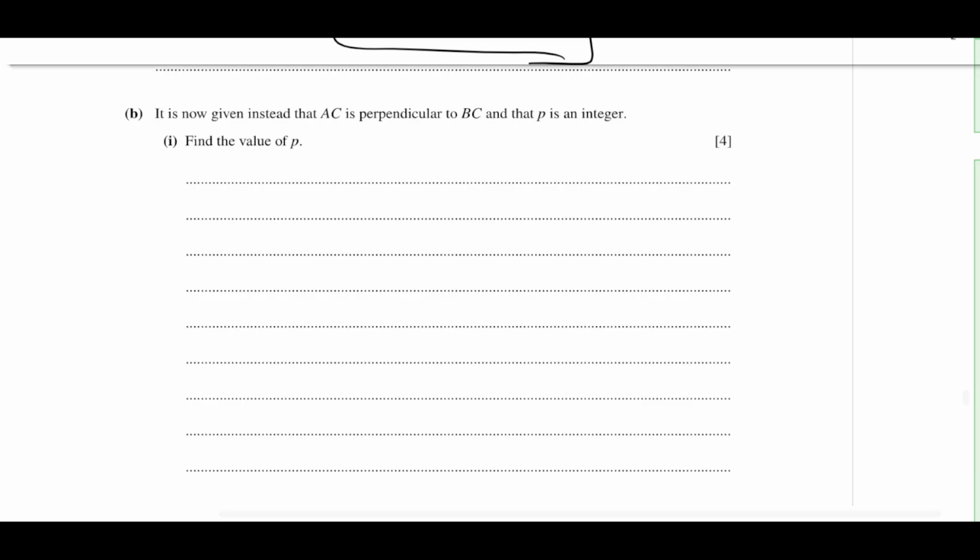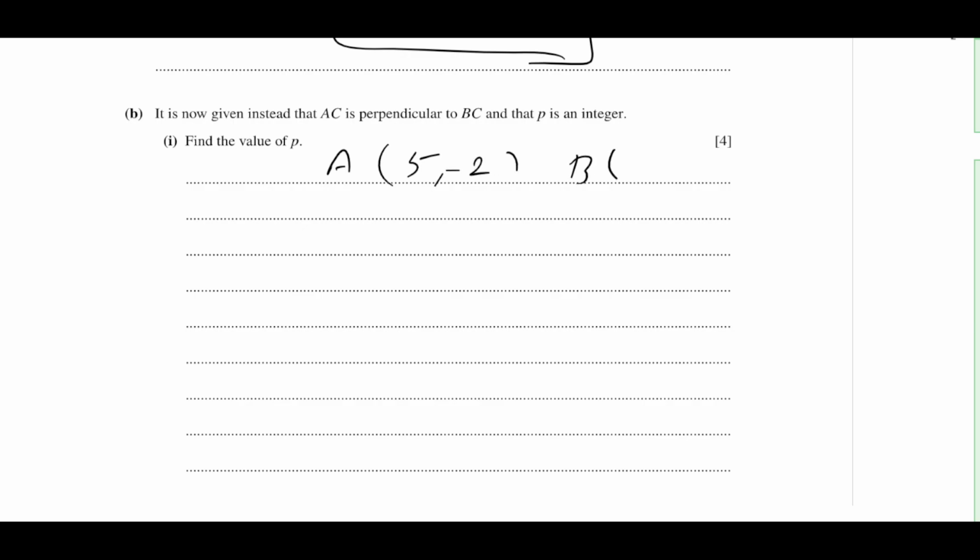So the value of A is given. A is 5 comma minus 2. B is 10 comma 3. And C is 2P comma P.